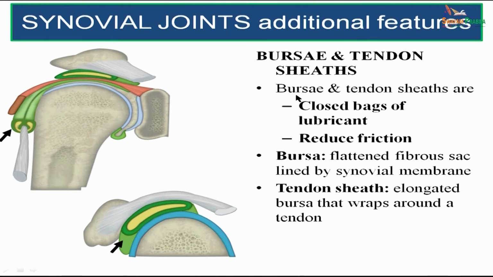So, these bursae and tendon sheaths are closed bags made up of synovial membrane filled with synovial fluid. They are there to reduce friction. The bursae are flattened fibrous sacs lined by synovial membrane, and tendon sheaths are elongated bursae that wrap themselves around a tendon.